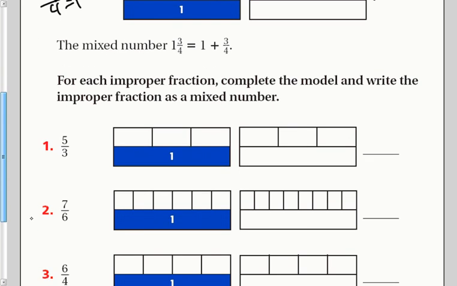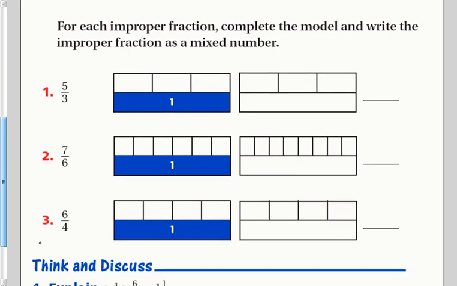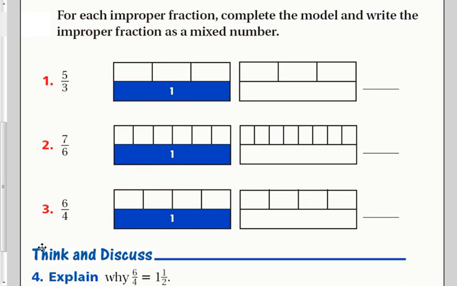Now down here, for each improper fraction, complete the model and write the improper fraction as a mixed number. So we're going to talk about 5/3. We have two candy bars, and on the top row we cut them into thirds. So we're going to go ahead and shade 5 of them. Remember, the bottom number tells you how many pieces we're cutting the whole into, and the top tells us how many we have. So there's 1, 2, 3, 4, and 5. By looking at our model, let's see how many wholes we have. We have 1 whole, and then we have 2 pieces extra, and that's 2 out of 3.